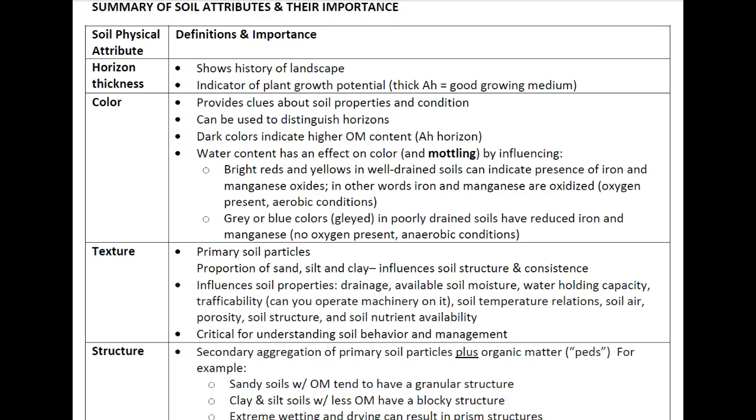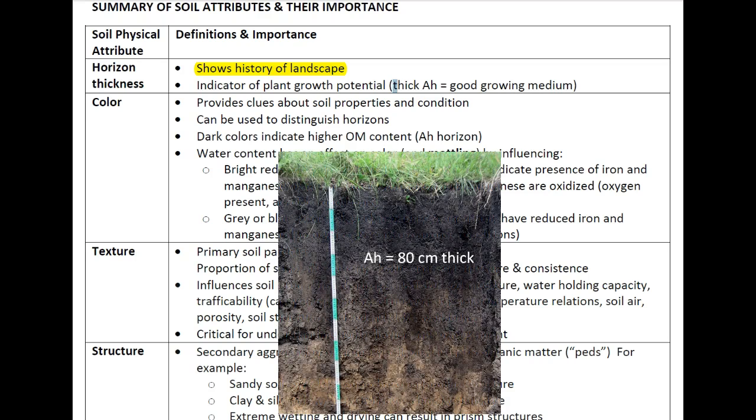Let's start with horizon thickness. Horizon thickness shows the history of the landscape. This can be a good indicator of plant growth potential. For instance, a nice thick AH is an indicator of good growing medium for plants.